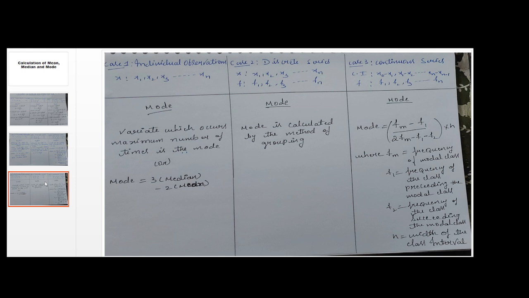Grouping is a complicated technique for calculating. It takes a lot of time to calculate. I'll show you one example of how to calculate mode when we are discussing this. Under continuous series, mode can be calculated using the formula: mode is equal to L plus (Fm minus F1) divided by (2 times Fm minus F1 minus F2) into H, where Fm stands for frequency of the modal class, F1 is the frequency of the class preceding the modal class, F2 is the frequency of the class succeeding the modal class, and H is the width of the class interval.